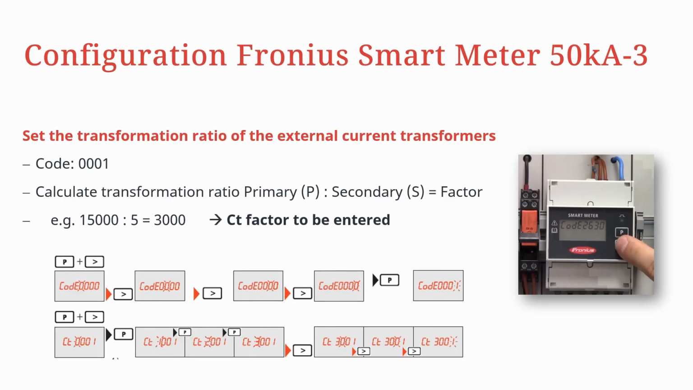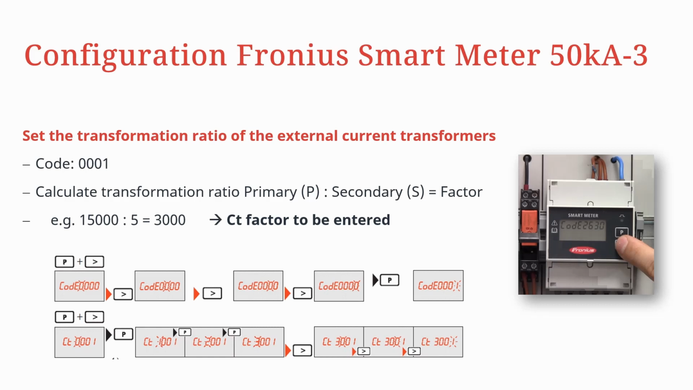And it is similar with the older 50 kA smart meter. Here you have to press P and arrow buttons at the same time, and then the smart meter should request a code, which is in this case 0001. And to set this code you have to navigate to the correct position with the arrow button and then press P to count up 1 digit at a time.